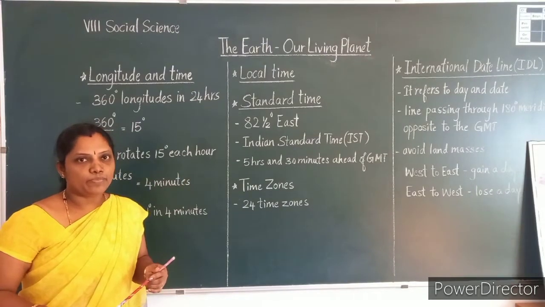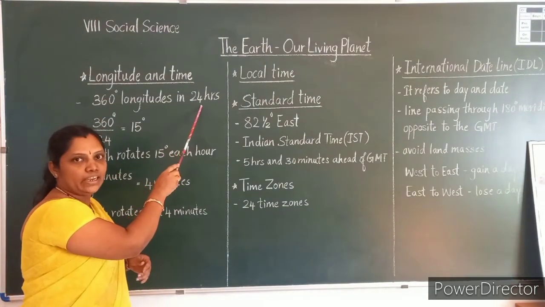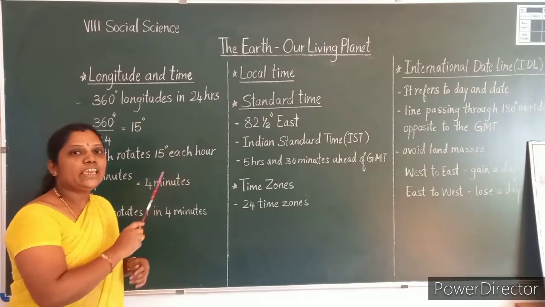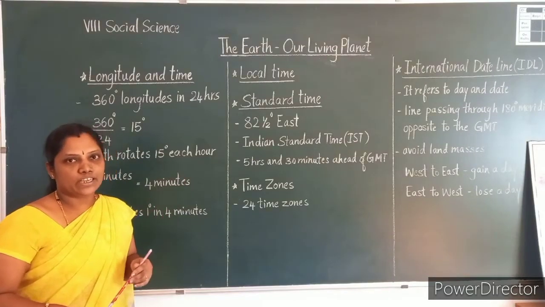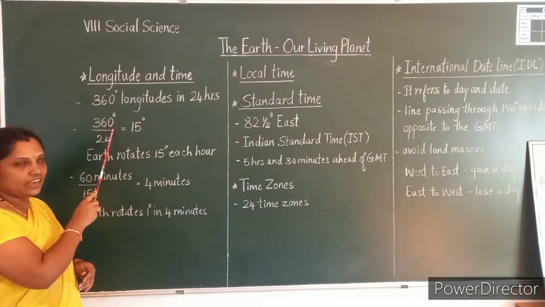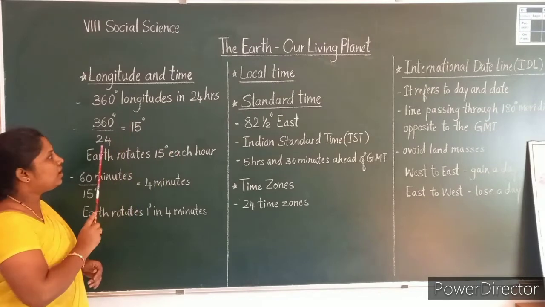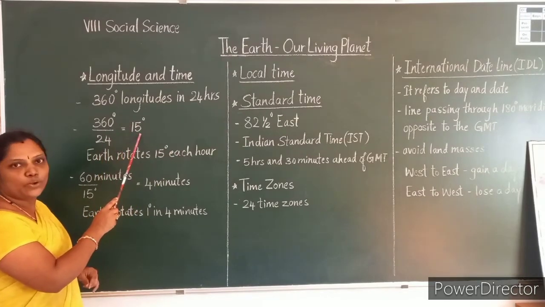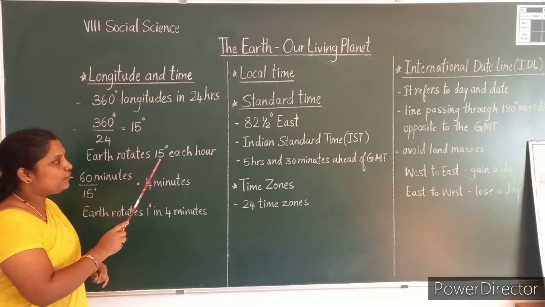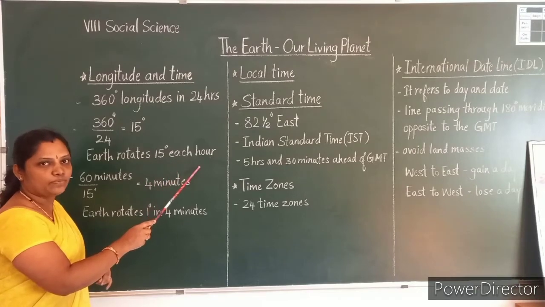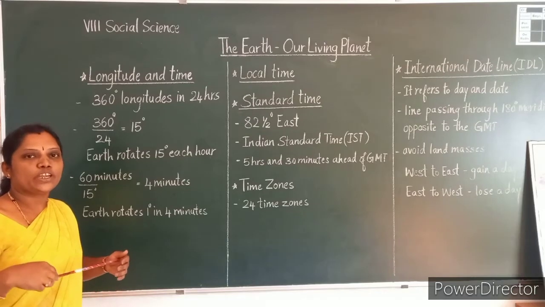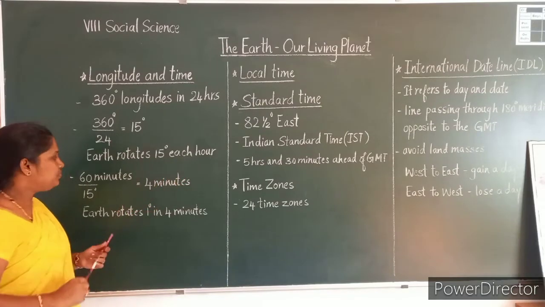That is one day. In one day, it covers 360 degrees of longitude, so for each hour, how many degrees will it take? We will see that calculation. 360 degrees divided by 24 hours equals 15 degrees. That means Earth rotates 15 degrees each hour.